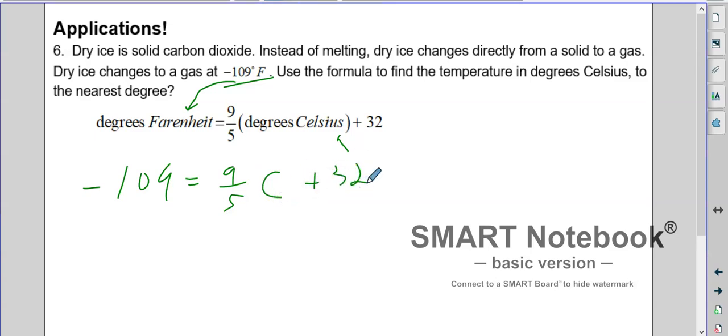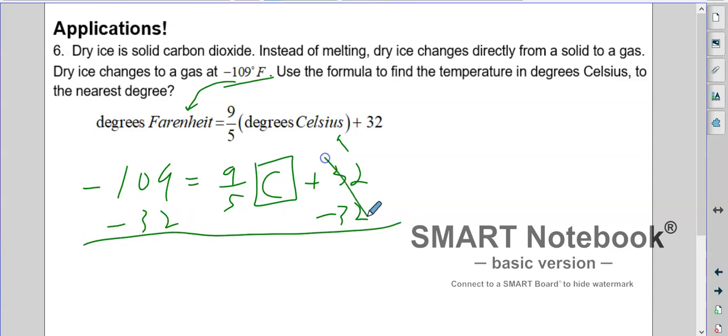Now, if you notice, this is really not different than what we just did. We're trying to get this by itself. It's got a 9/5 and a 32 attached. We get rid of the 32 first by subtraction. That's going to give me negative 141 equals 9/5 C.